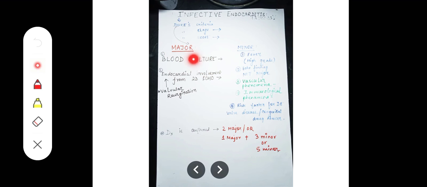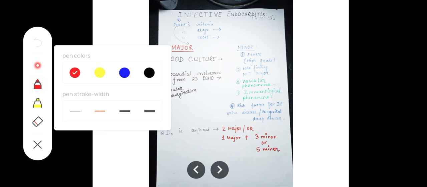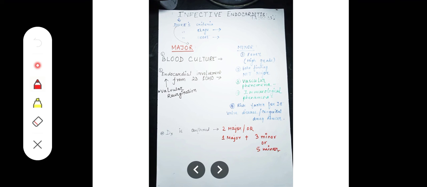We have something known as major criteria and something known as minor criteria. Major criteria, understand properly: we have blood culture and we have endocardial involvement from 2D echo. Blood culture is not as simple as it seems. There are a lot of twists and turns in this blood culture. A single blood culture will not be considered positive. Blood culture has to be positive twice. Two blood cultures have to be positive, then only you can say that it is a positive culture.